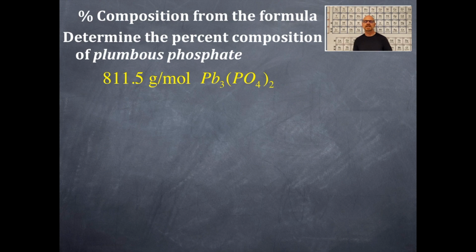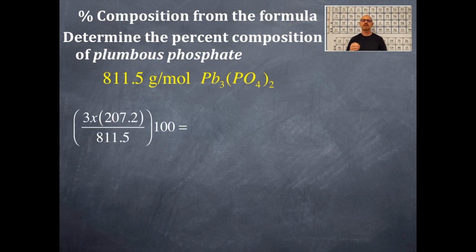Now what you're going to do is get the percent of lead, percent of phosphorus, percent of oxygen. You're going to take the molar mass of lead times 3 divided by the molar mass of the compound. Then you're going to get the molar mass of phosphorus times 2 divided by the molar mass of the compound. Then you're going to take the molar mass of oxygen times 8 divided by the molar mass of the compound. Each one of these steps you're going to multiply by 100, and then that will give the percent of lead, percent of phosphorus, percent of oxygen, respectively.